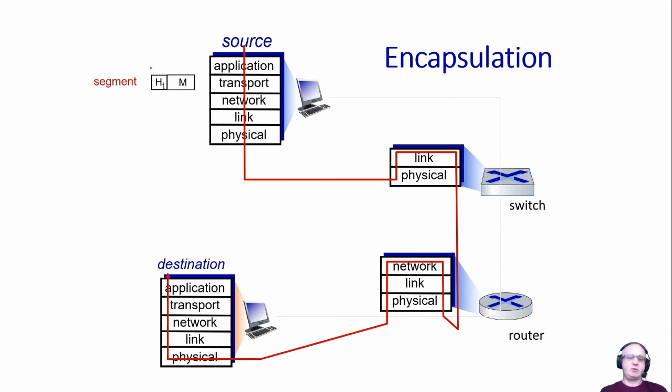So the generic term packet here is replaced with more specific terms at each layer. At the transport layer, we typically talk about segments, particularly in TCP. So we now have a segment with a header, the transport header. That header may have information such as which application this message should be sent to.